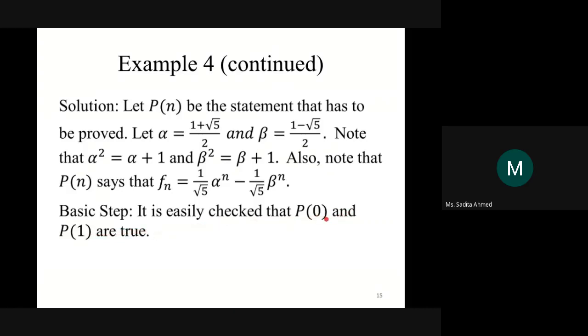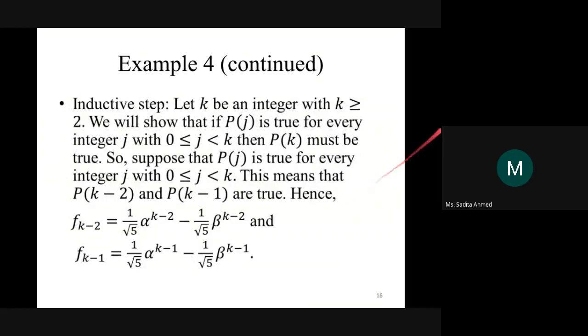Now, in the inductive step, again, just like before, we'll assume that the statement, just like we've discussed strong induction, we'll assume that the statement is true for a range of values. Let's say the statement is true for all the values starting from 0 until before k, where k is some integer greater than or equal to 2. K will be some integer greater than or equal to 2.